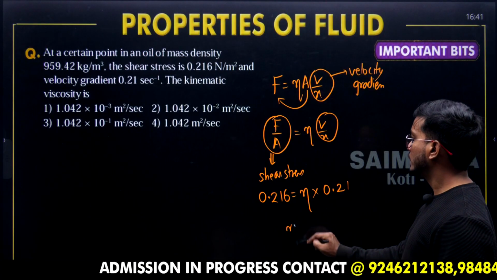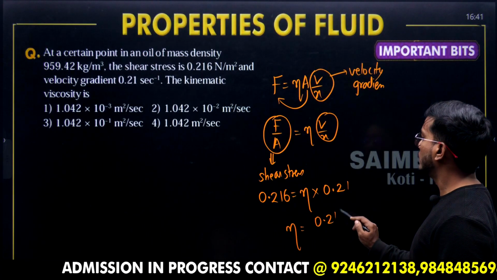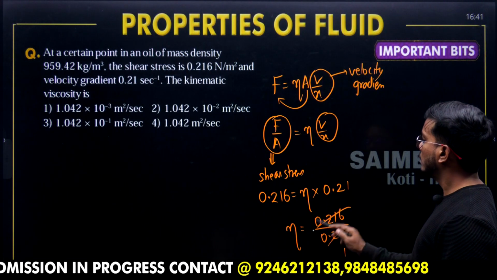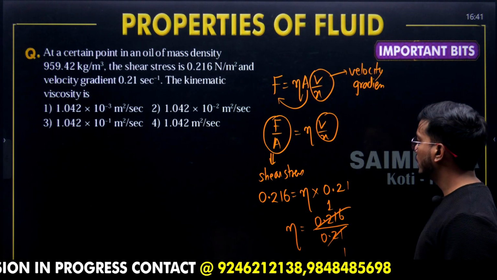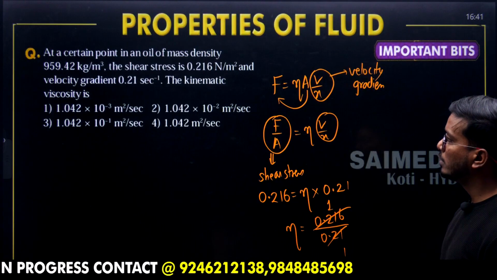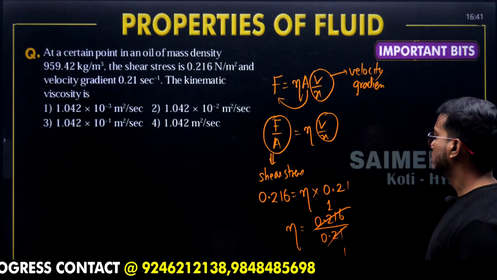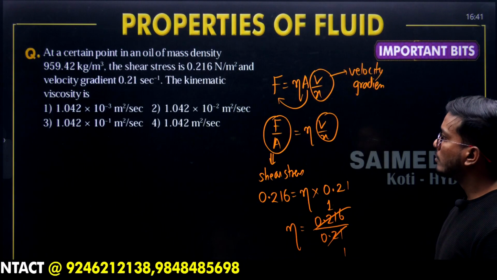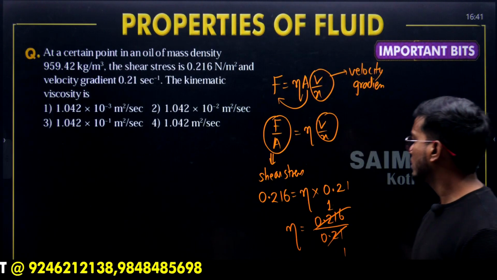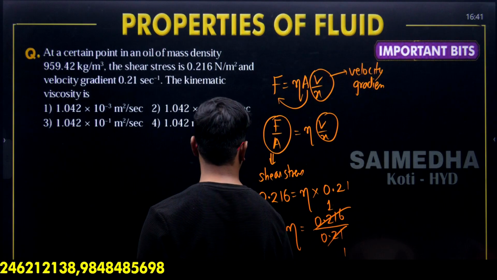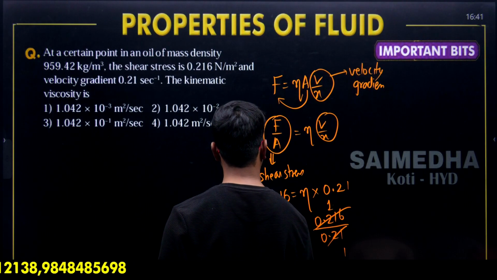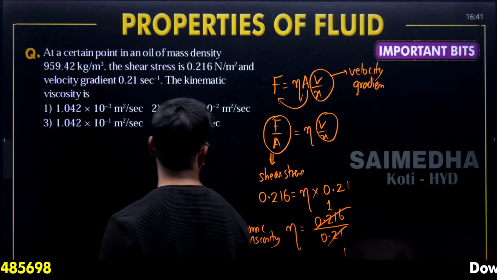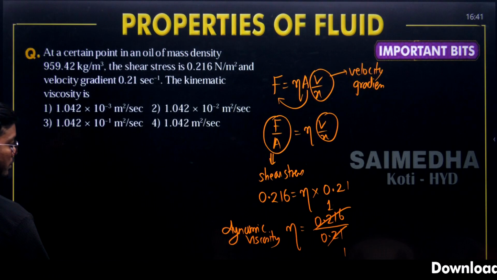Eta is equal to 0.216 divided by 0.21. Ones are some ones are, okay. Remaining will be there. So 1 point something you will be getting. Definitely 1 point something you are going to get. Okay. Now he is saying that kinematic viscosity. This is dynamic viscosity. Now we require kinematic viscosity.